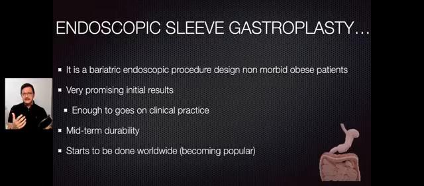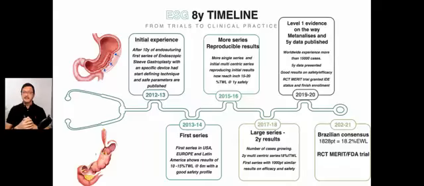So it is a bariatric endoscopy procedure designed for non-morbidly obese patients. The target population is BMI 30 to 40, with better results at 30 to 35. Very promising initial results, so good that it's enough to start the clinical practice. We have mid-term durability studies, and it has started to be done worldwide, becoming popular nowadays.